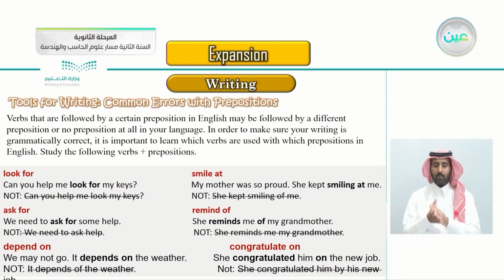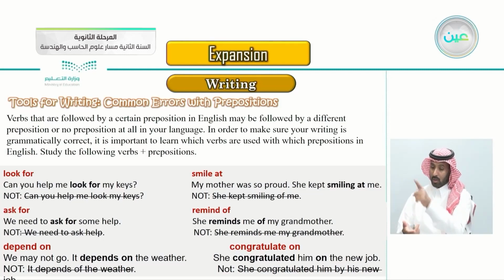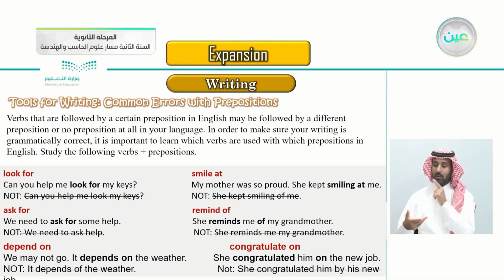The next one here, ask for. We need to ask for some help. When you want some help, you say, I'm asking for some help. Not asking at or asking in or just asking. The incorrect sentence here is, we need to ask help. Always ask for. This is the preposition that comes with the verb ask.